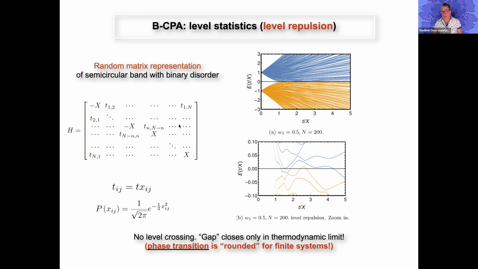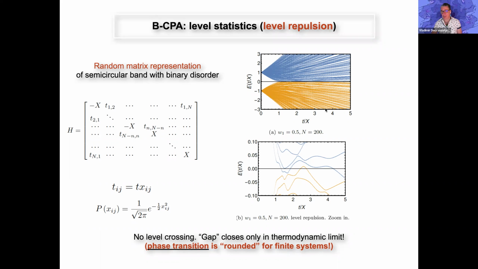And what's particularly nice about this representation is that you can do it for a finite number of sites. In these plots, my student Yuting took this matrix with 200 sites, generated random hopping elements Tij from a Gaussian distribution, and then obtained these energy levels. For each value of disorder, you can simply diagonalize this matrix and you find 200 eigenvalues. As you vary the disorder strength, you can follow these energy levels.